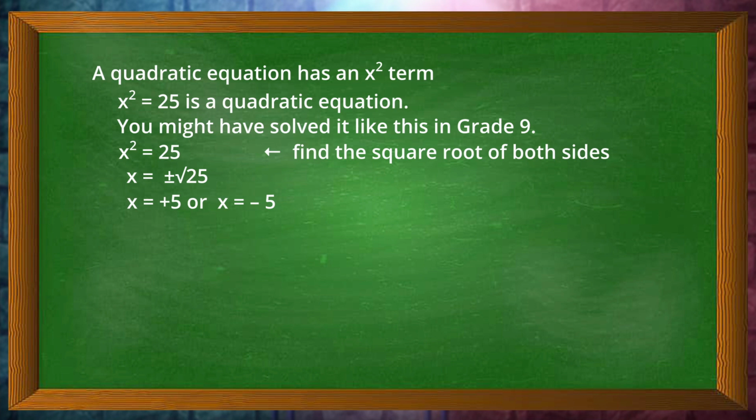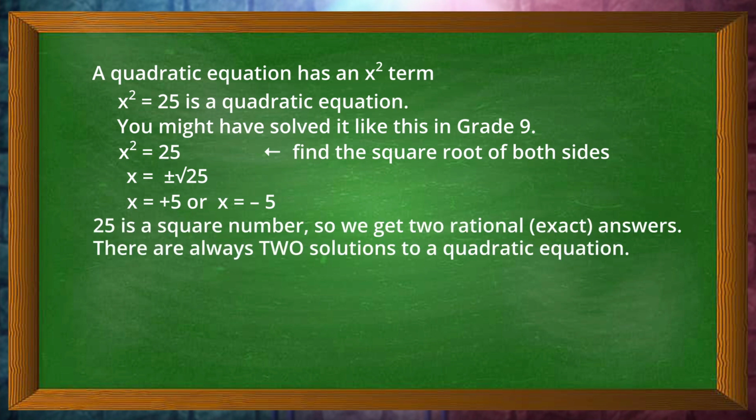But from grade 10 onwards, you need to remember that there are always two possible square roots, a positive one and a negative one. There are always two solutions to a quadratic equation. 25 is a square number, so we get two rational or exact answers. This is not really emphasized in the lower grades, but it is very important from grade 10 onwards.